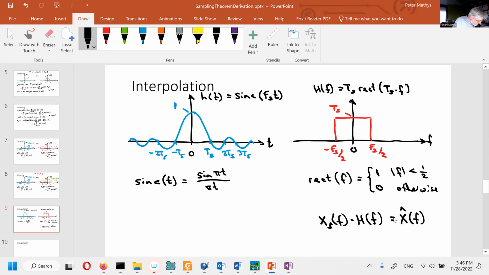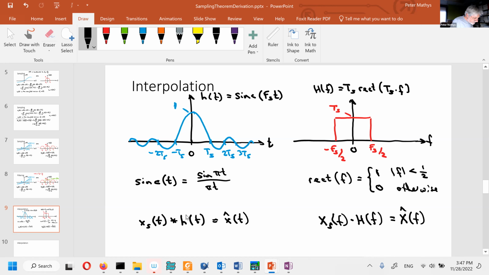And then on the time domain side, when we multiply in the frequency domain, we convolve in the time domain. So we're going to get xs of t convolved with the sinc, which we just call h of t. It's going to be a sinc, but we just write it as h of t, convolved with h of t. And that should give us back x hat of t, the original continuous time waveform.